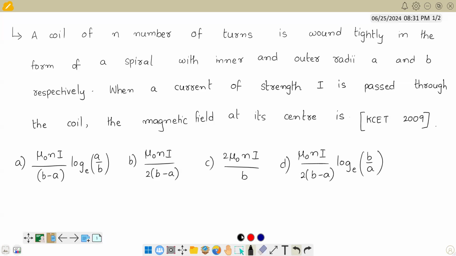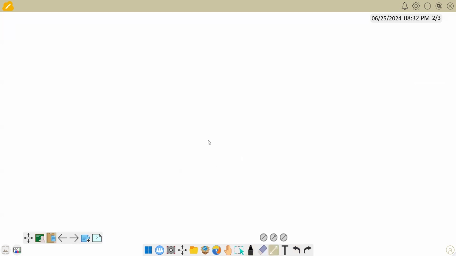Hello student, the question says a coil of n number of turns is wound tightly in the form of a spiral with inner and outer radii A and B respectively. When a current of strength I is passed through the coil, the magnetic field at its center is... Okay. Before solving this, you should know what is the magnetic field due to a coil.